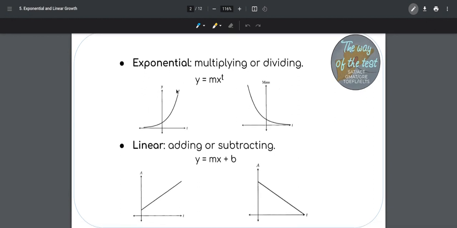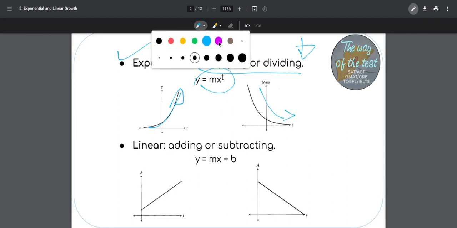Exponential is about multiplying or dividing. Multiplying if it's increasing, dividing if it's decreasing. Again, multiplying or dividing by the same number, so we can create the exponent, because remember, as I told you in the exponent class, an exponent is nothing but a multiplication of a number by itself. So we represent this as a curve going up if it increases, or a curve going down if it decreases.